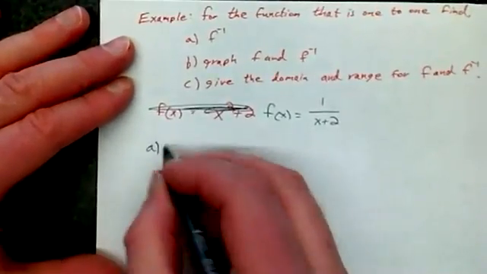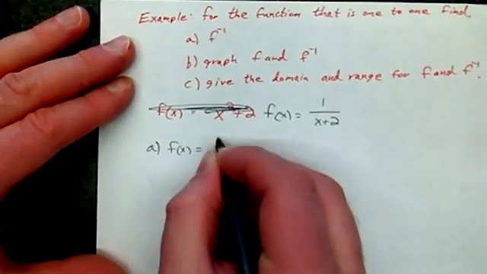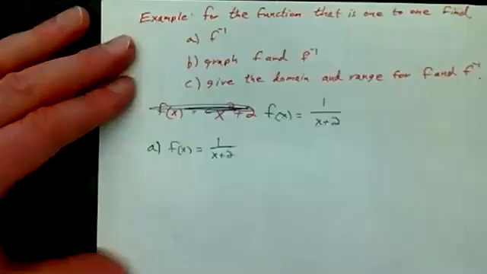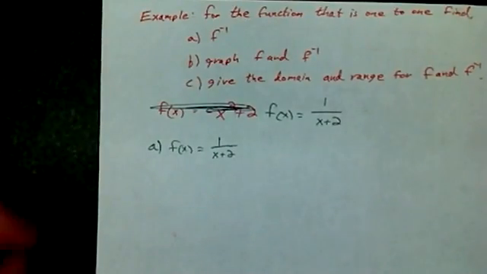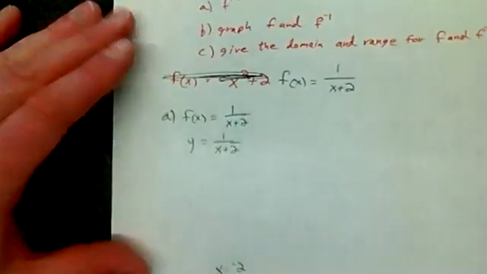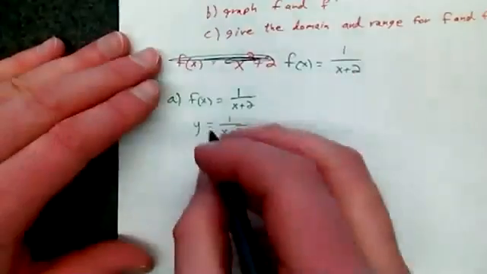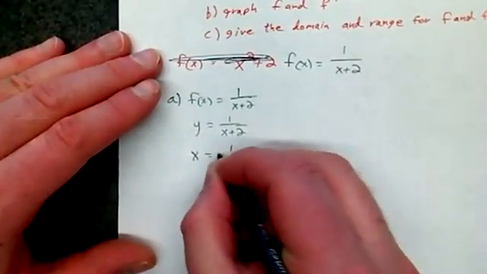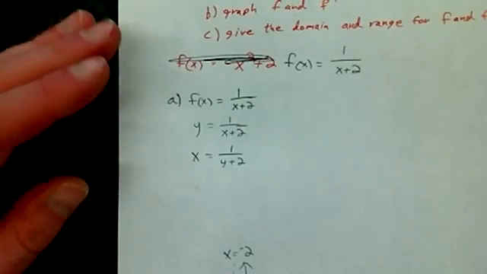So part A, I have f of x equals 1 over x plus 2. So the very first thing I'm going to do is switch it to y equals 1 over x plus 2. Okay. Switch the x and y's. This is where we do the inverting part. And then I'm going to resolve for y.